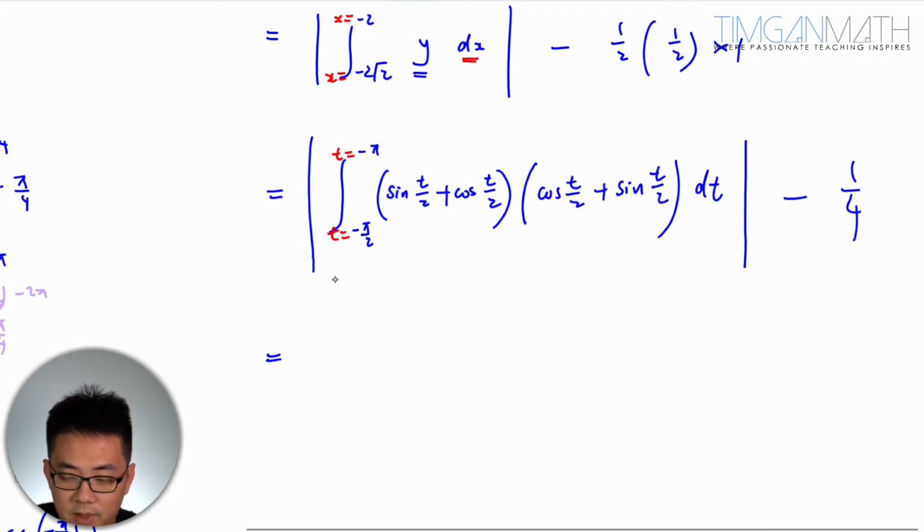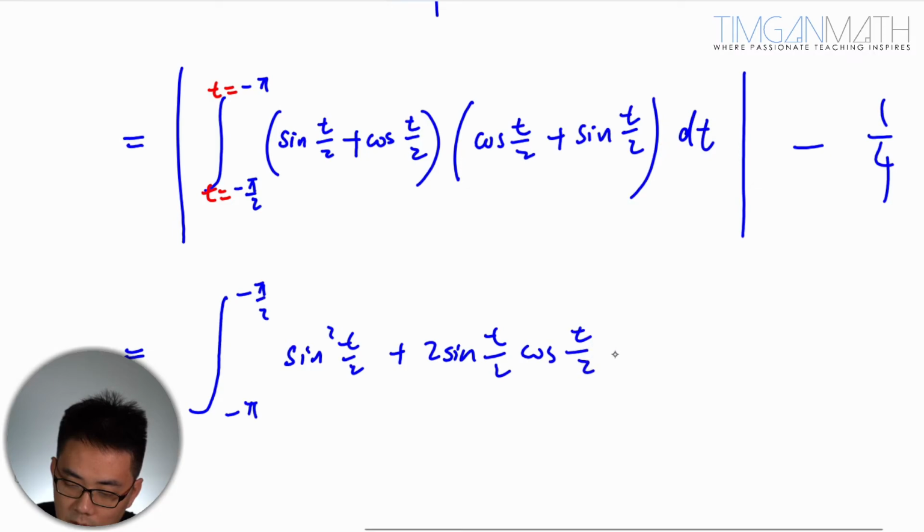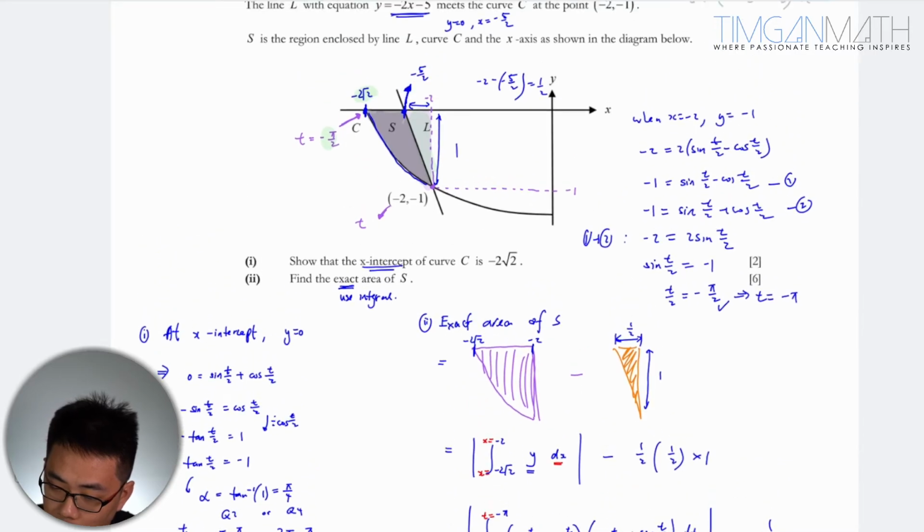So now this area will give us a negative area. So just make sure when you open up the modulus sign, or if you don't want to open up the modulus sign, it's fine also, but this would just swap. Okay, because we know this will be a negative area. So this will be, I'm going to expand this: sine square t over 2 plus 2 sine t over 2 cosine t over 2 plus cosine square t over 2 dt. It's 1/4.